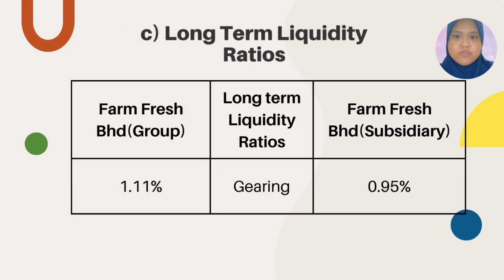This slide, I will explain the comparison of long-term liquidity ratios between the two entities, the group and subsidiary of Farmfresh Berhad. The related element ratio is gearing. The gearing ratio of the subsidiary entity of Farmfresh Berhad can help investors and analysts understand how much leverage a company has compared to its equity, more than the group entity.